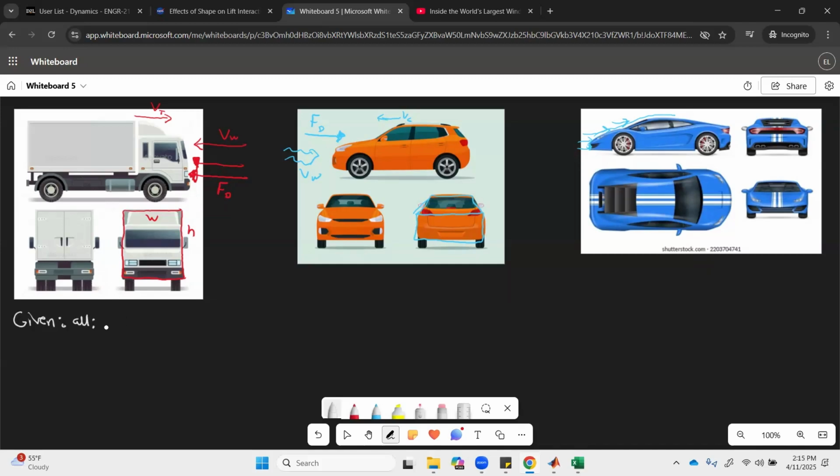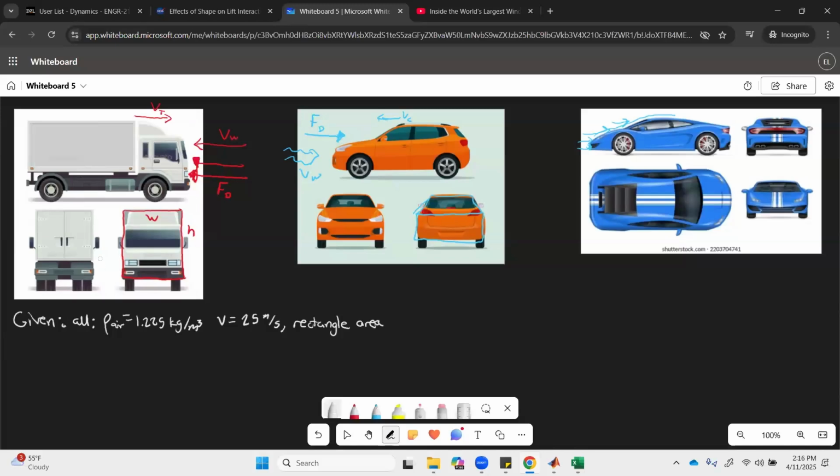So let's say that all of these are traveling in air. So density of air, 1.225 kilograms per meter cubed. And maybe they're all traveling at speed V equals 60 miles per hour. So 60 miles per hour is about 25 meters per second. We'll work in metric units here. We'll approximate all of these as a rectangle. So for that frontal area.